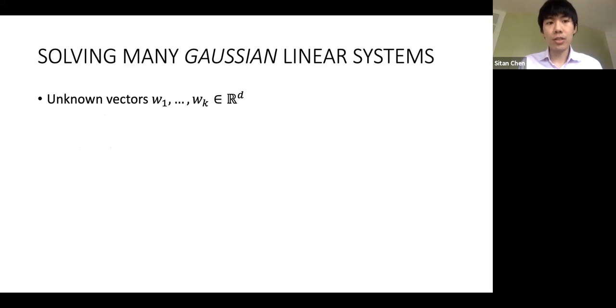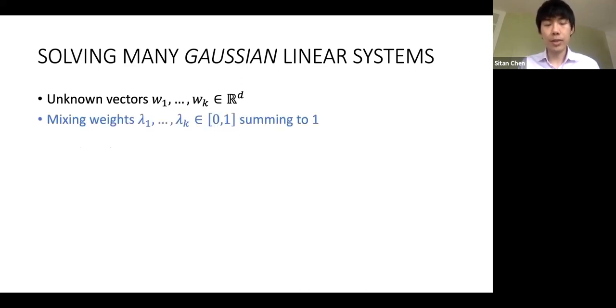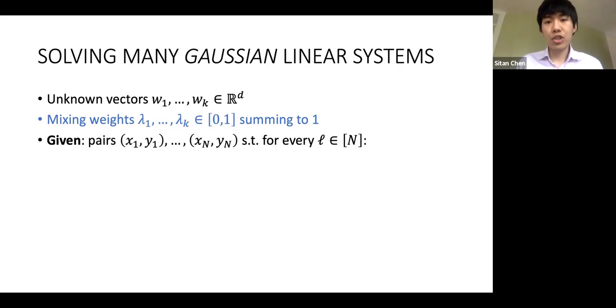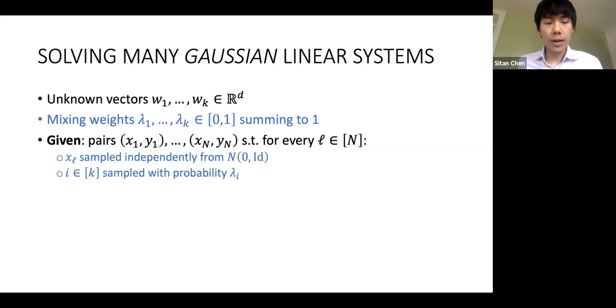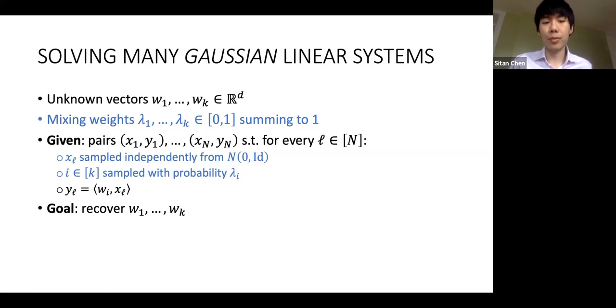So now, in addition to these unknown vectors w1 through wk, let me also attach mixing weights, lambda_1 through lambda_k, which you can think of as generating some kind of multinomial distribution over the index set 1 through k. Now my linear equations are each generated as follows. For any index L, I'm going to sample x_L independently from a Gaussian distribution, and in this work I'm just going to specialize to the case of isotropic standard Gaussian in d dimensions. Now for each L, I'm going to sample some index i with probability according to the mixing weight lambda_i. And at the end of the day, I'm going to get as my response y_L equals the inner product of w_i and x_L. And as before, the goal is to recover w1 through wk.